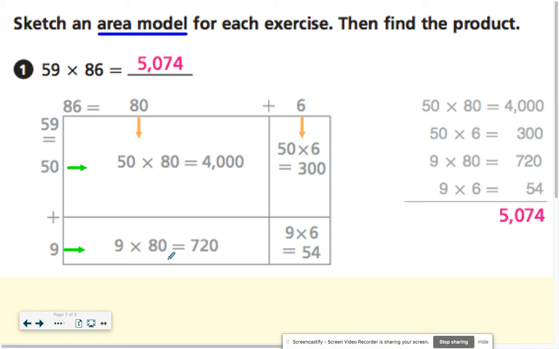All right, if we have the problem 59 times 86, notice that there are two digits in 59 and there are two digits in 86. Because there's two digits and two digits, I'm going to make a 2 by 2 rectangle. So I'm going to end up with 4 boxes. In these 4 boxes, I'm going to find the area of each box. To find the area of a box, we do base times height.